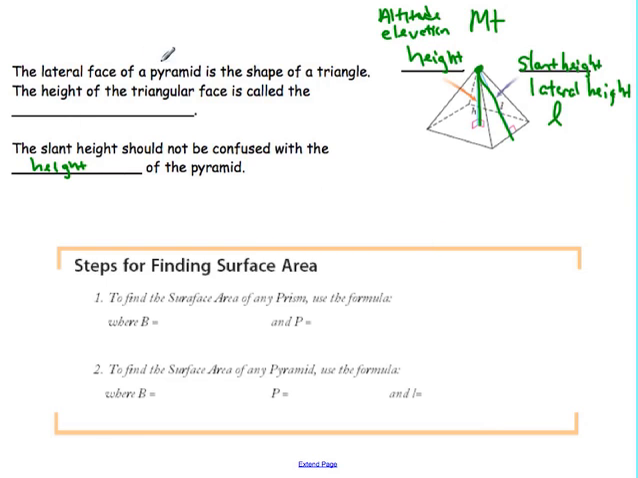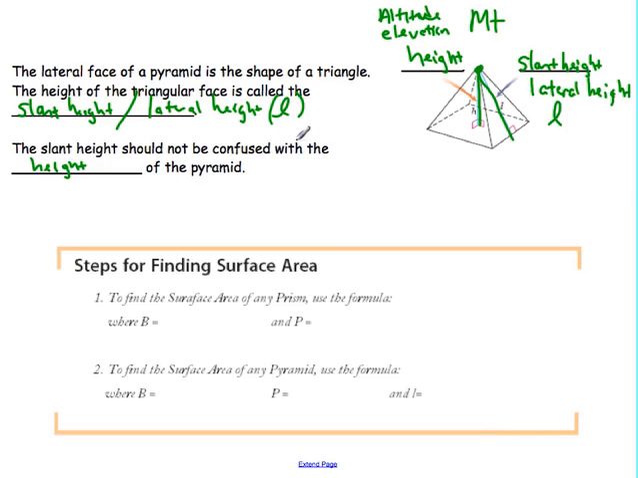So the lateral face of a pyramid is the shape of a triangle. We just talked about that. The height of the triangular face is called, we'll call this the slant height. Again, sometimes it's called the lateral height. And that's why it's abbreviated with the L, kind of cursive.